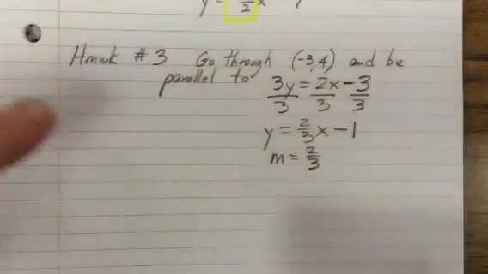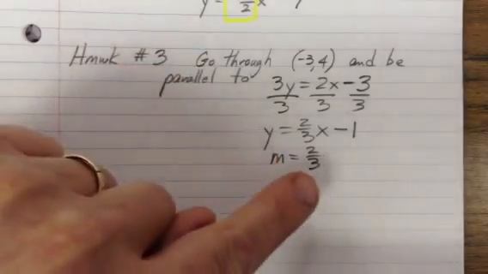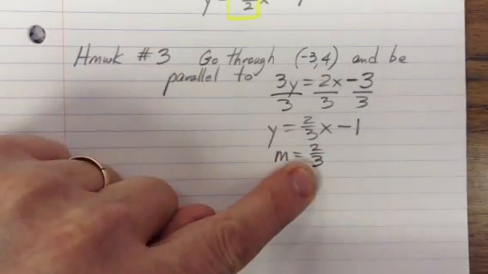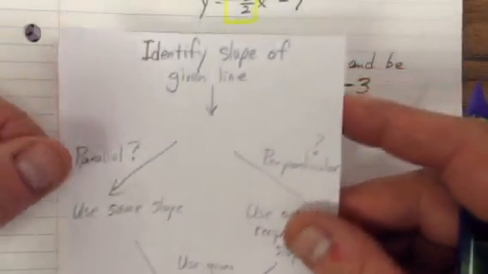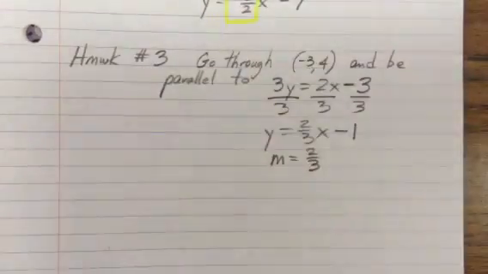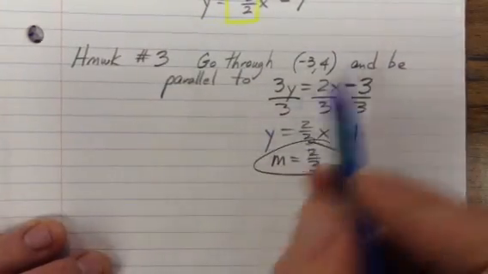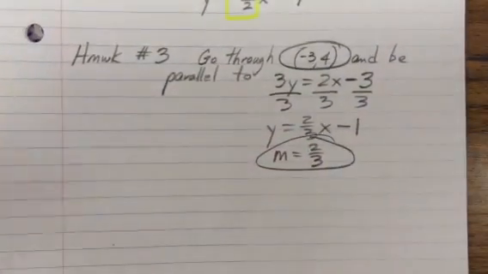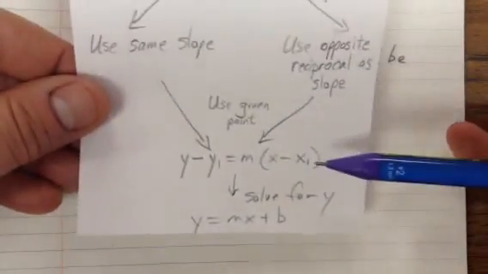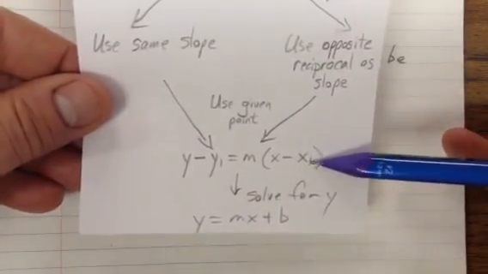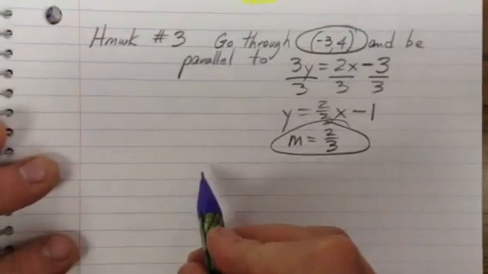Okay, so parallel. Remember, parallel. Do we use that slope, or do we have to change it or modify it? Well, parallel, we're going to use the same slope. So we're going to use that. We're going to use the point that we're given, that we want to go through. And where's a great place to start? Yeah, that point slope formula. So now it's just number crunching time.